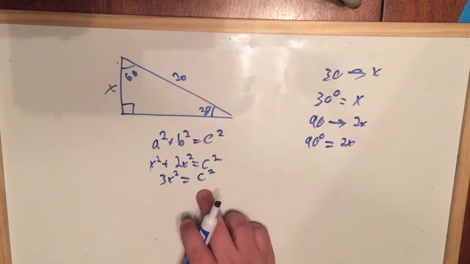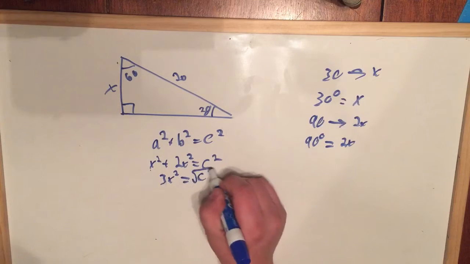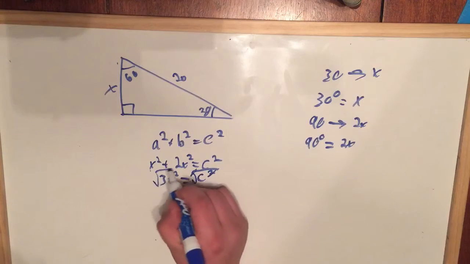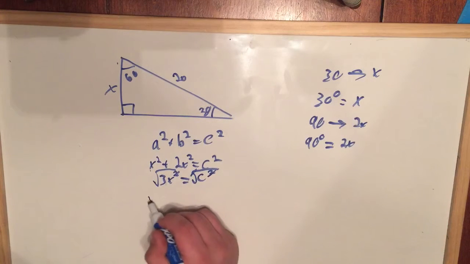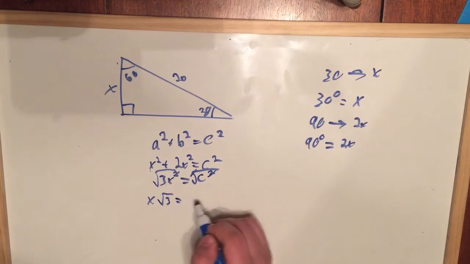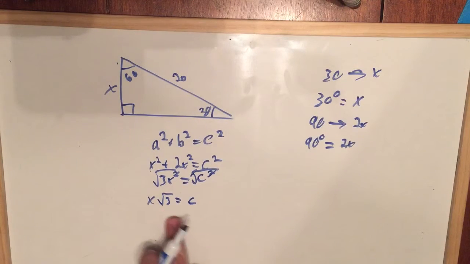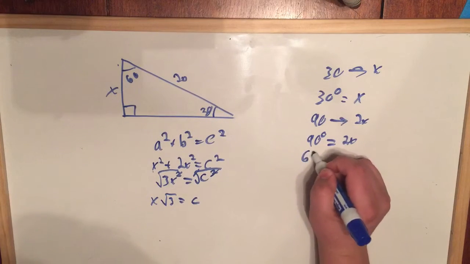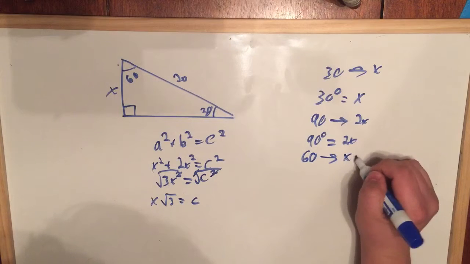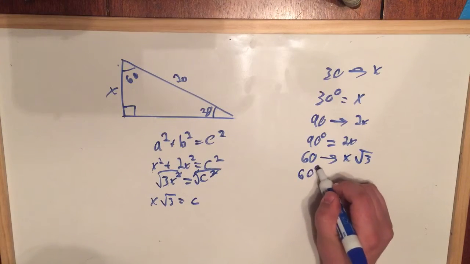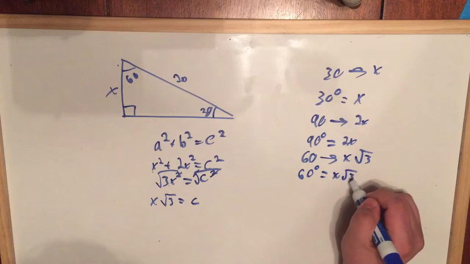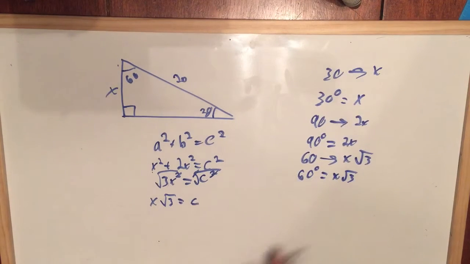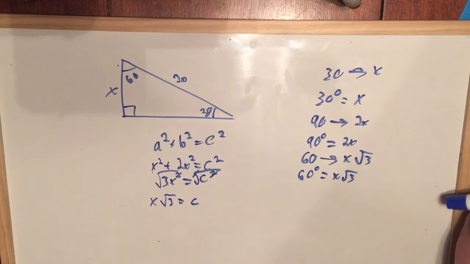Now what we have to do to get the c by itself is take the square root of it. That gets rid of the squared, and then x is by itself, and we have the square root of 3 equals c. So x times the square root of 3 equals c. So that's going to be our 60 degree, so 60 is equal to x times the square root of 3, or 60 degrees equals x times the square root of 3. Now this is all the basics that you need for a 30, 60, 90 triangle. That's the most basic way I've been able to figure it out.